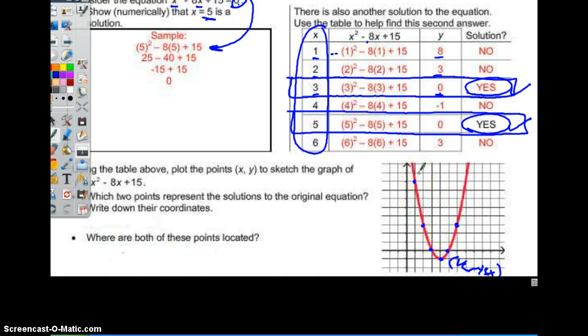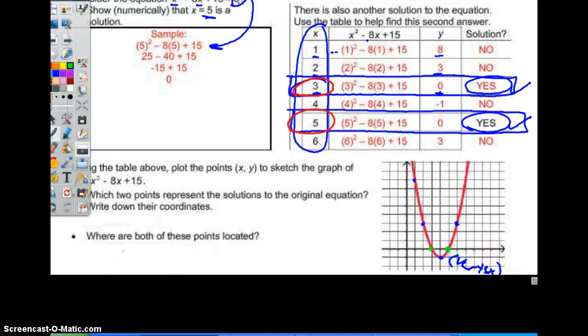Now, if you notice about the parabola, let's think about these 2 solutions we found. We found the solutions to be 3 and 5. Well, if you notice on your parabola, where does that cross the x-axis? Well, it crosses at 3 here and at 5. And so those 2 points that represent the solutions are 3, 0 and 5, 0.